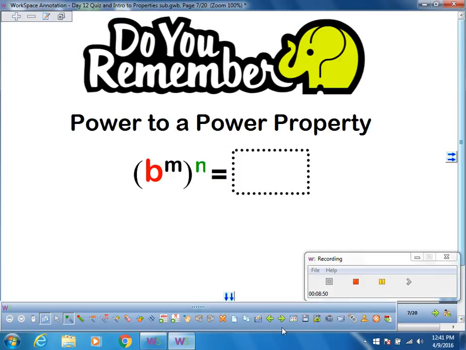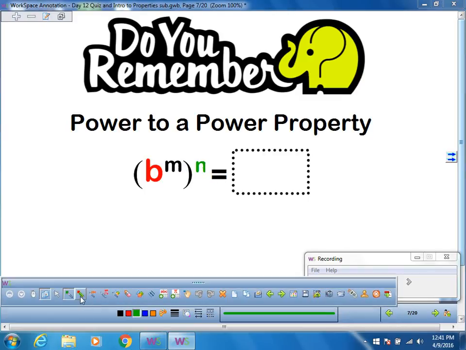Okay, so let's review the power to a power property. So if I have b, or a base, to the power of m, or my exponent m, and it's raised to a power n, it's the same thing as saying b is being raised to m times n.